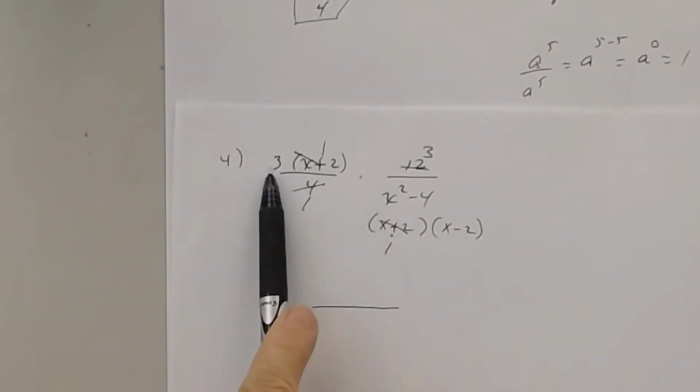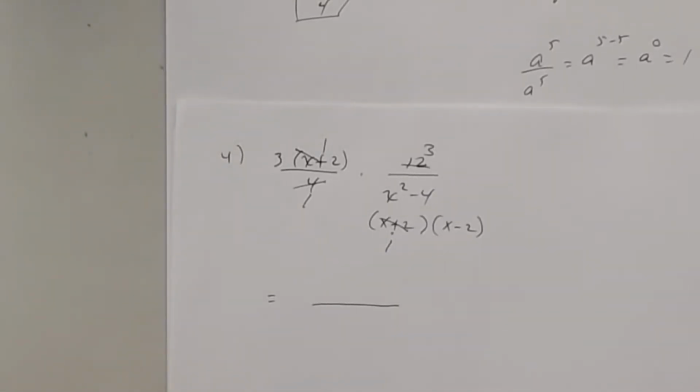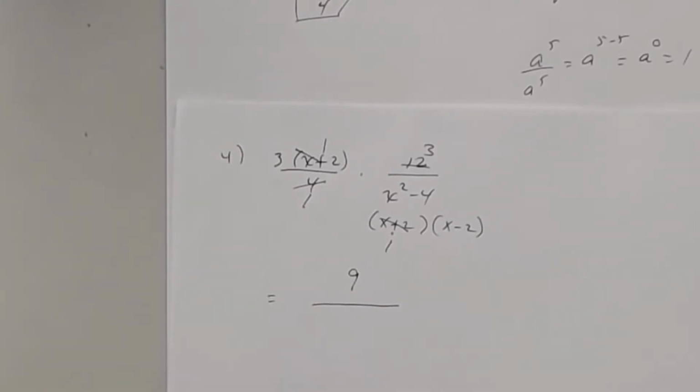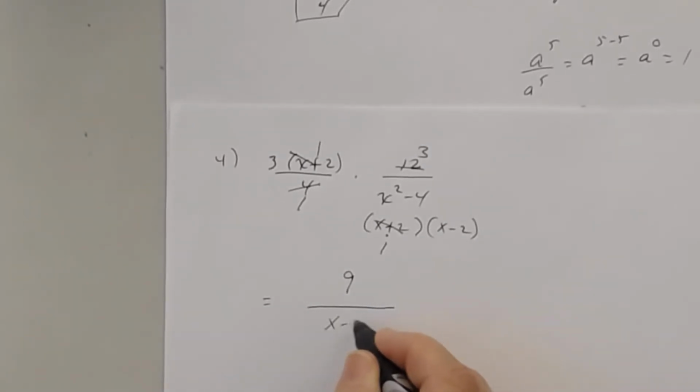Now you write your answer as one fraction. So you can multiply all the numerators together. When I look at all the factors that are left in the numerators, I have 3 times 1 times 3. What is that? 9. The denominators, I have 1 times x minus 2. What is that? So there's your answer. 9 divided by x minus 2.